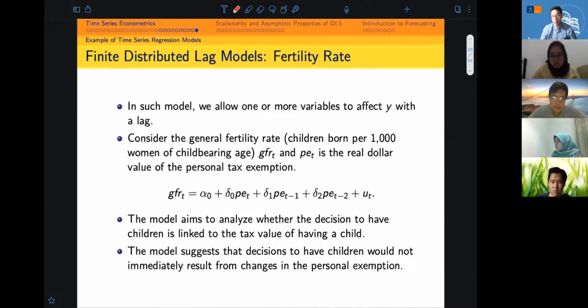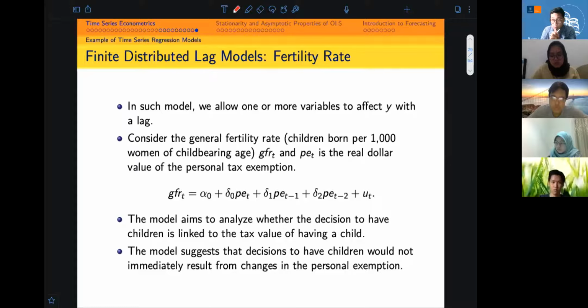Okay. All right. Good. So I'm going to provide you with a brief example, which is the fertility rate. So in such a model, we allow one or more variables to affect Y with a lag. Okay. So consider the general fertility rate, GFR, which is the children born per 1,000 women of childbearing age, and then PE is the real dollar value of the personal tax exemption. So you want to know whether a policy on personal tax exemption is going to, basically, reduce the tax payment that you have to pay to the government, and then you can use that for personal consumption or personal savings.